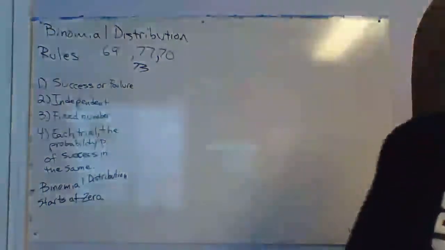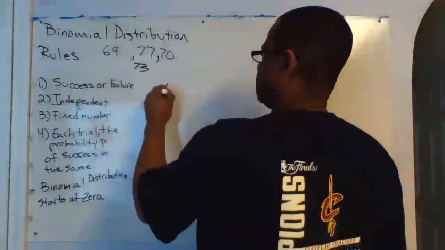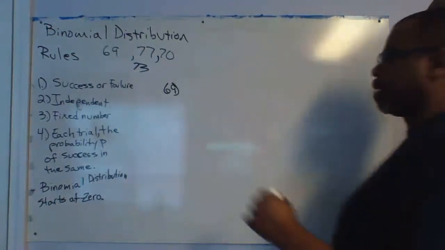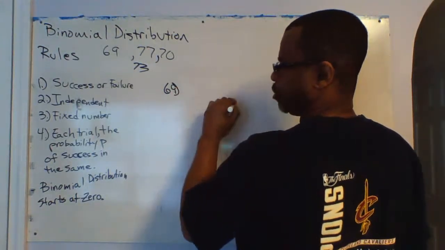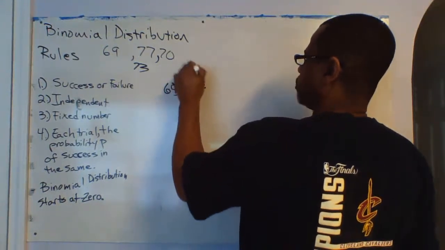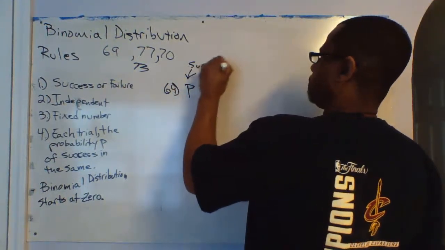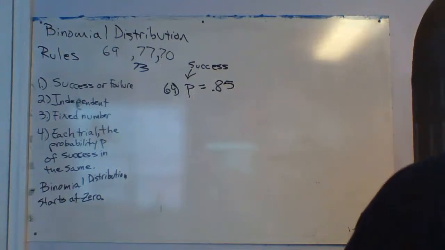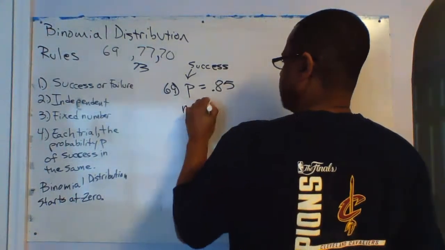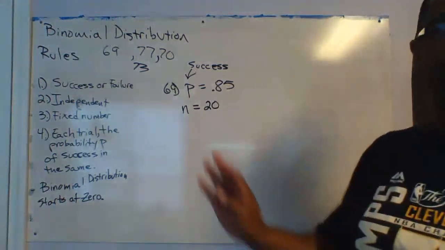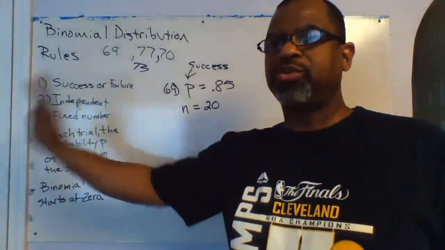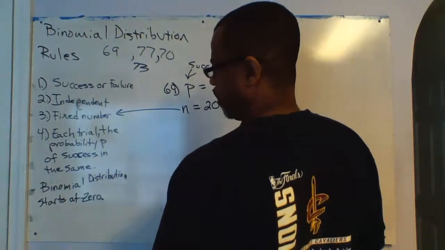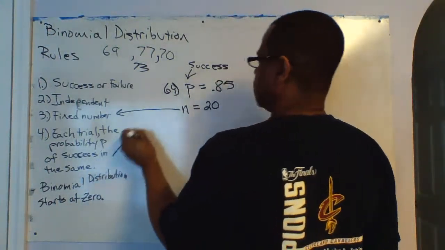All right. So if you look at number 69, they give us the probability of success. And the probability of success, that's P. So P is your success, what we're looking for. And that's going to be 0.85. All right. And then they also tell us that we have a fixed number. N is equal to 20, not 19, not 21, not 24, just 20. So that's going to be your fixed number. Then your success or failure. So if I go here, this is rule 4.